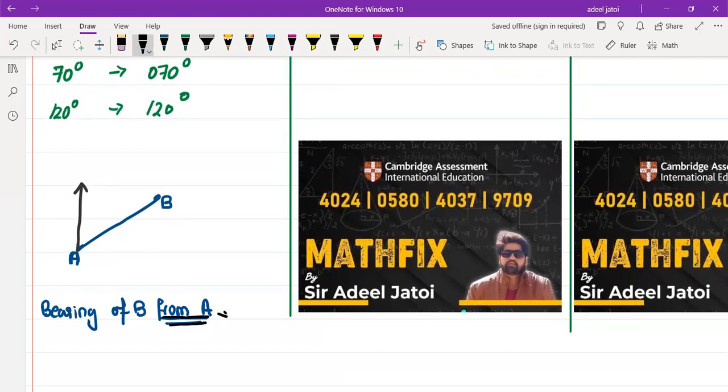Whenever it says from, that particular from, we use its north. And from that north to the line of B, that angle will be used. Considering, let's say this is 40 degree, the bearing of B from A will be 040 degree. From A means north of A, and bearing of B means from north of A to the line of B, not to the point of B, to the line of B.